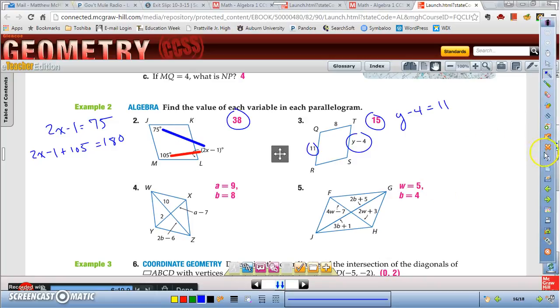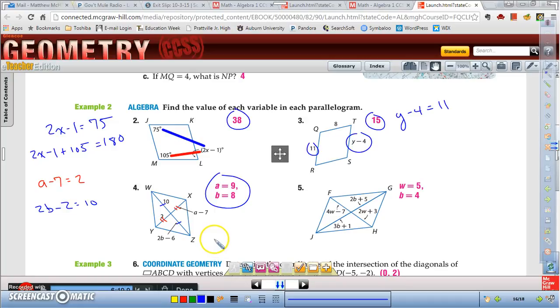Number 4, here you have the pieces of the diagonals given to you. I know that the 2 blue segments are congruent and the 2 red segments are congruent. So I have an equation that I can set up here to solve for A. I've got A minus 7 is equal to 2. And then an equation that I can set up here to solve for B. 2b minus 2 is equal to 10. Okay? And then when we solve there, we get A is equal to 9 and B is equal to 8.